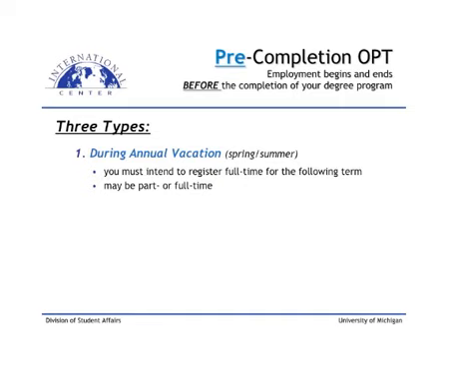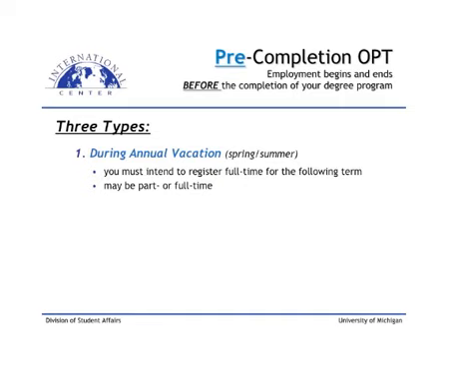The second type of pre-completion OPT is employment authorization during the regular school year, which means fall or winter semester. Full-time registration is required during these terms, therefore you are only eligible to request part-time work authorization.